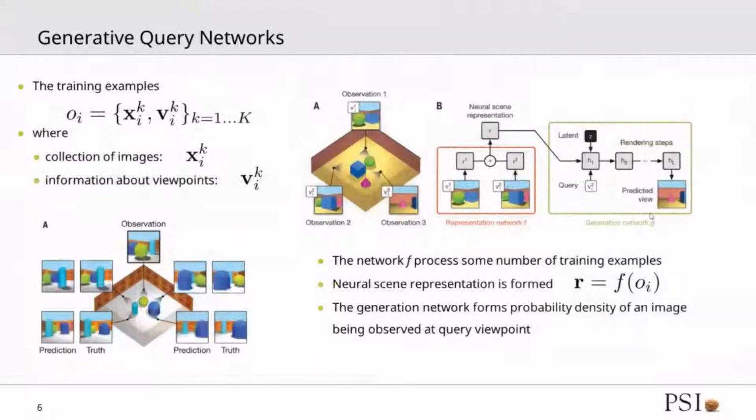And this is a little bit more detailed picture of that. So we have training examples, as was discussed on the previous slide. We have the pictures, the images X, and the viewpoints V, and they are composed together, combined, in order to create the observation, the observation with an index I. And exactly as it was shown on the previous slide, you have some number of these observations, defined like here.